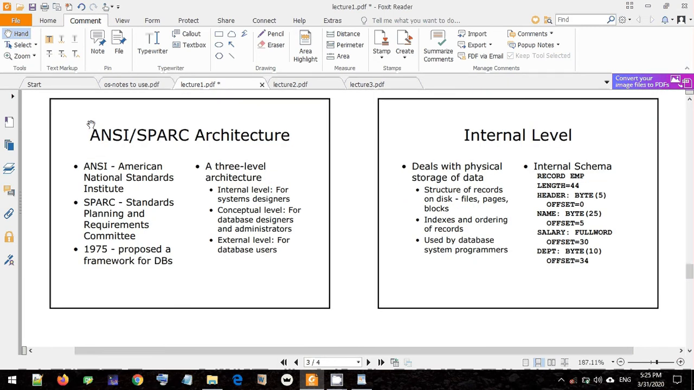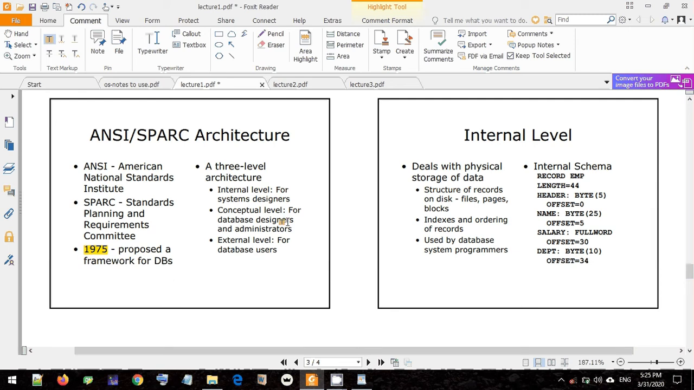ANSI SPARC architecture. First of all, what is the meaning of ANSI? It means American National Standards Institute, SPARC, Standards Planning and Requirements Committee. This was proposed in 1975 for databases. This three-level architecture contains three main components. We have the internal level, conceptual level, and the external level.